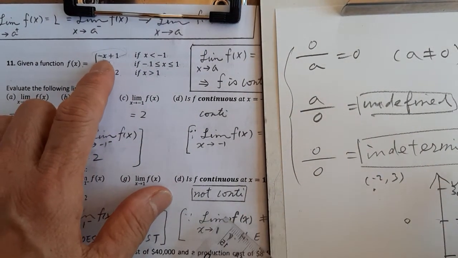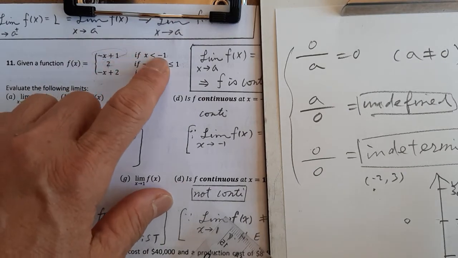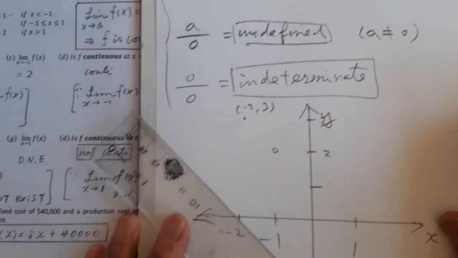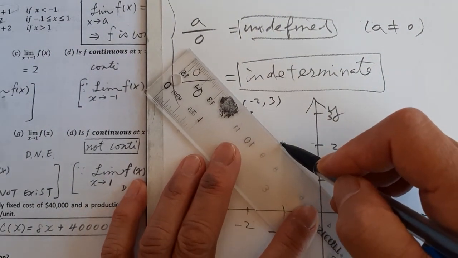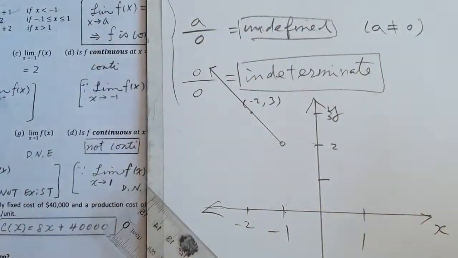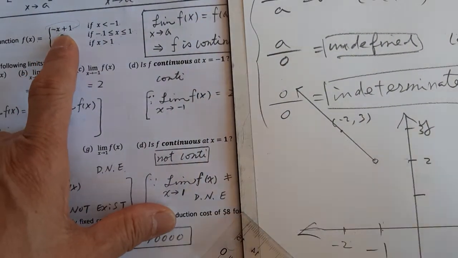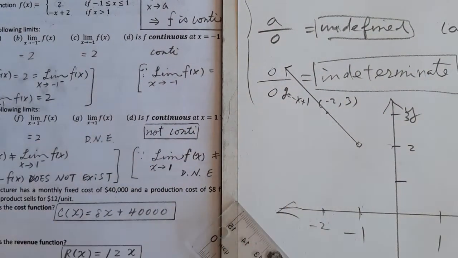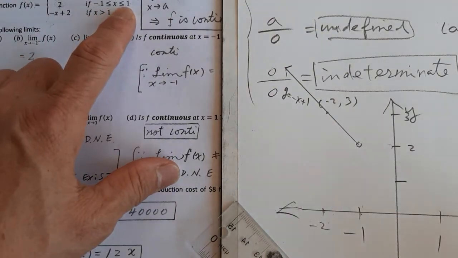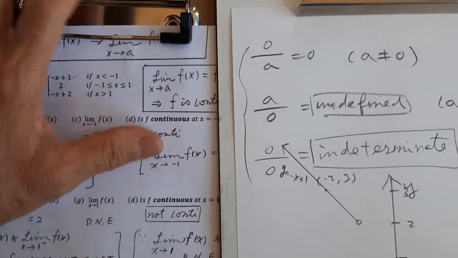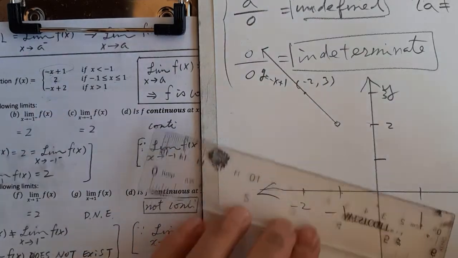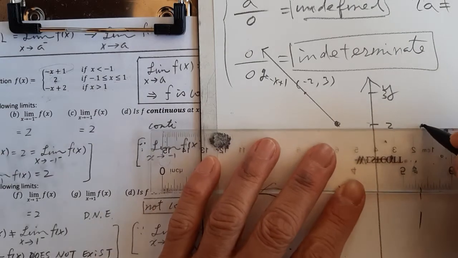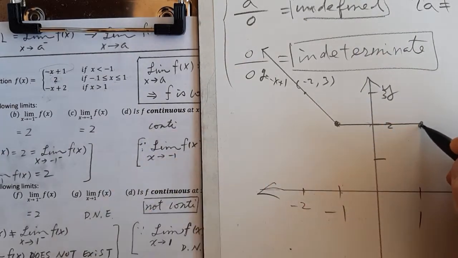So for the first one, -x plus 1, x has to be less than -1, not including -1. So I put an open circle here. This point with this point connect. This is the straight line for the first one, y equal -x plus 1. Then from -1 to 1 will be 2, always 2, including the two endpoints, -1 and 1.